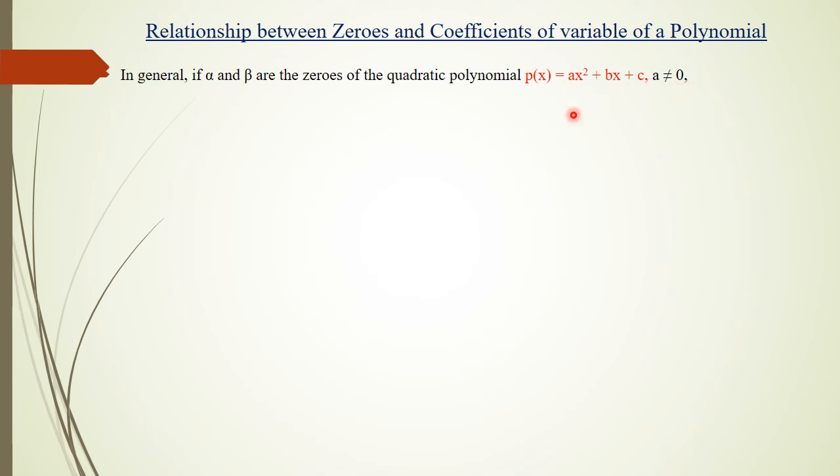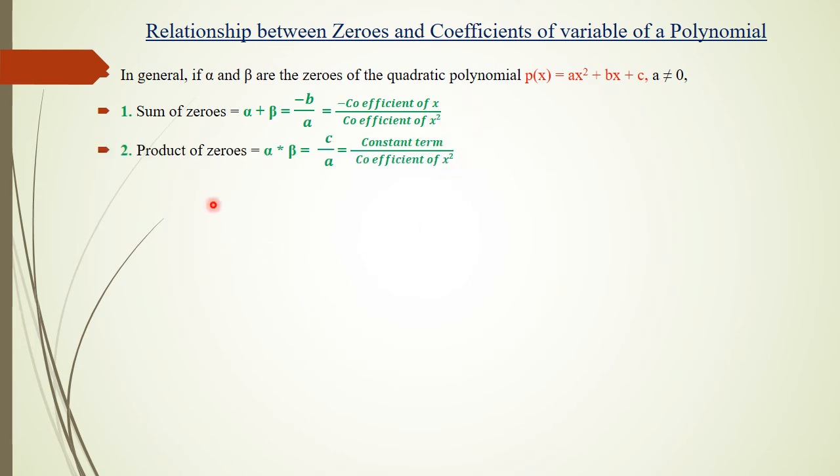In that case, the first relation that I can have is the sum of the zeros, that is alpha plus beta, is equal to minus b upon a, that is the ratio of the coefficient of x to the coefficient of x square with a minus sign. And the second relation that I can have is the product of the zeros, that is alpha times beta, is equal to c upon a, that is the ratio of the constant term to the coefficient of x square.